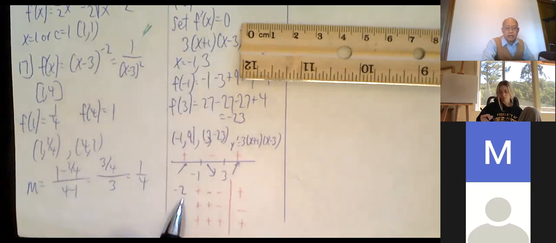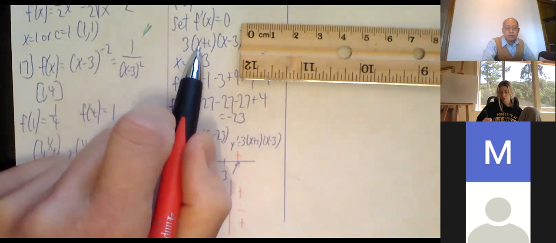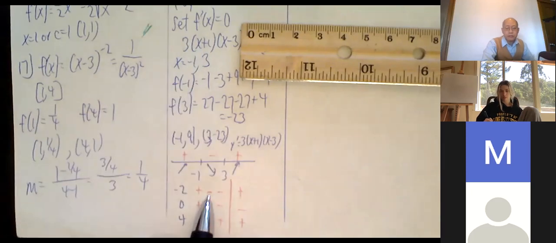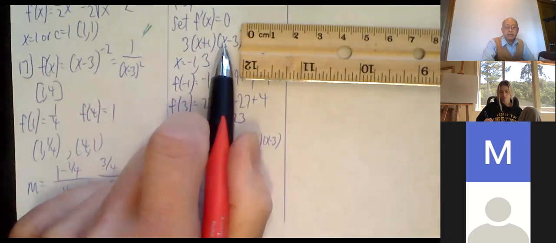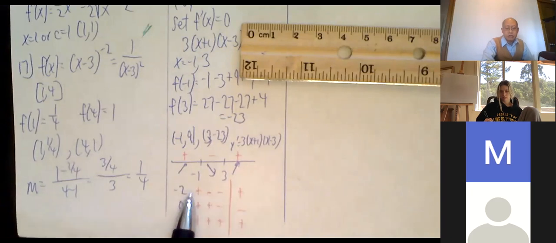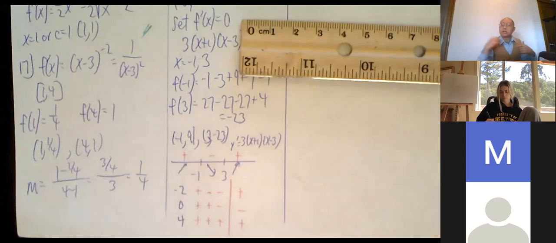Now I'll plug in here. -2. -2 plus 1, negative. -2 minus 3, negative. So what's a positive times a negative times a negative? Positive. So I just put a little plus there. Before, we said true or false, right? Now we're not saying true or false, we're saying positive or negative.